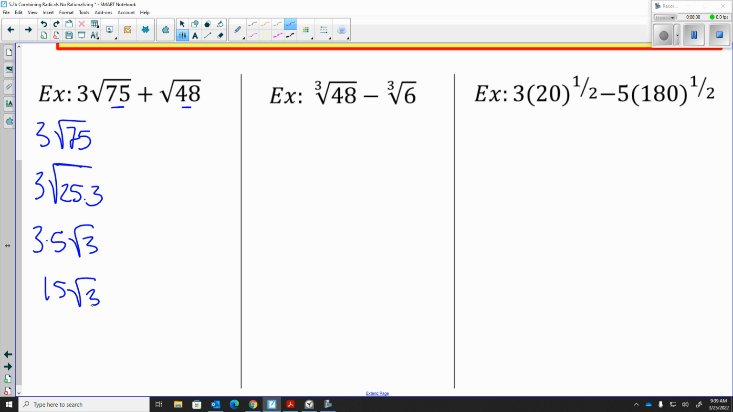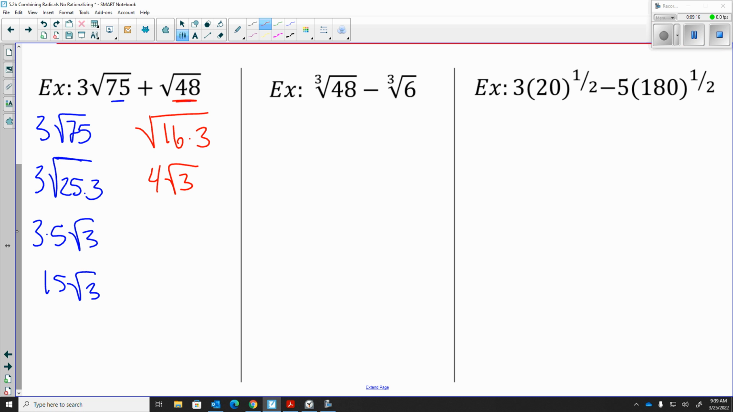Okay, so now I want to do the same thing. I'm going to simplify this one, and I'm going to see if they might end up matching, in which case I could put them together. So I got 48. It's still a square root. I need perfect squares. Do you have any perfect squares that go into 48? 16 and 3. So this is the square root of 16 and 3. The square root of 16 is 4. So that's 4 root 3. There's nothing else I can do with it, right? So I'm done with that. So this turned into this. This turned into this. So what am I looking at?